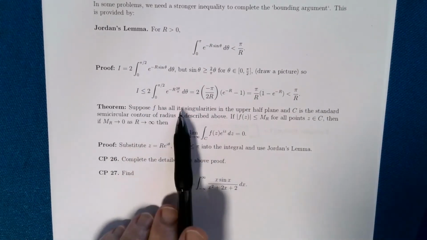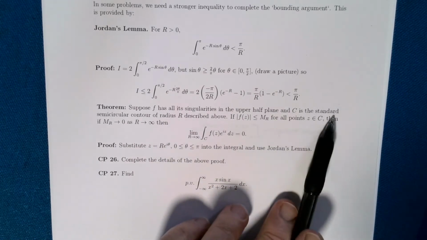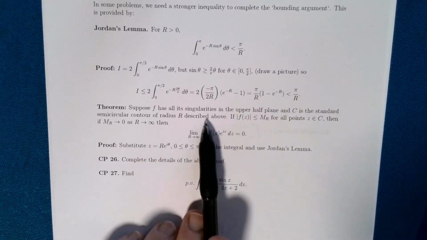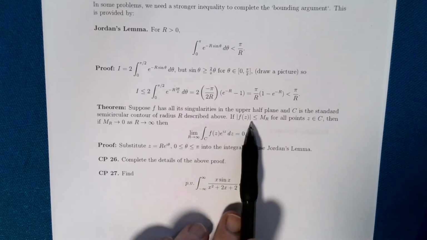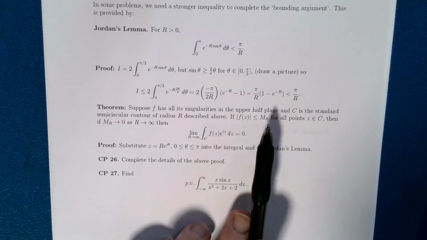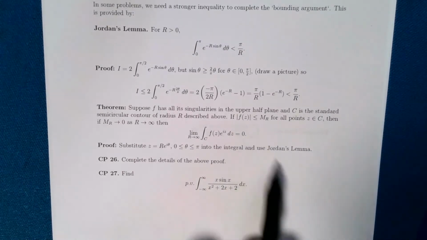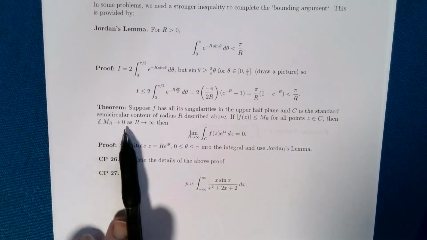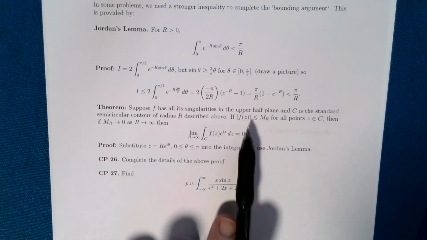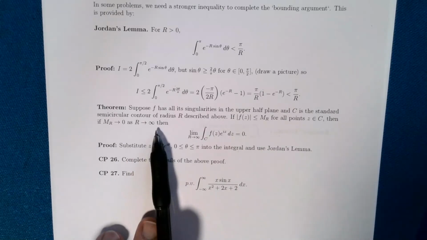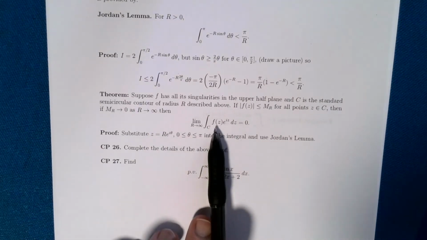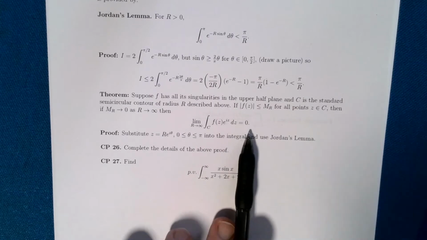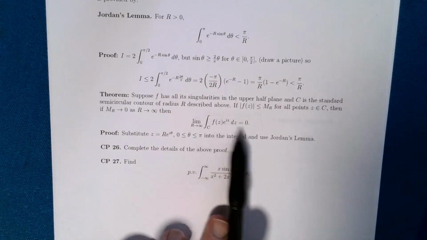Now the main theorem, which as I said is sometimes referred to as Jordan's lemma itself, says that if you've got f, which has its singularities in the upper half plane, and c is the standard semicircular contour of radius r, described above, then if the modulus of f is bounded by this M sub r, by some constants which depend on r, at all points z on the contour, then if this M sub r goes to 0, that is, if the modulus of the function is going to 0 as r goes to infinity, then the integral as r goes to infinity of f of z times e to the iz dz is 0. Looks a slightly odd thing to use, but it is quite useful when you're dealing with trig integrals.